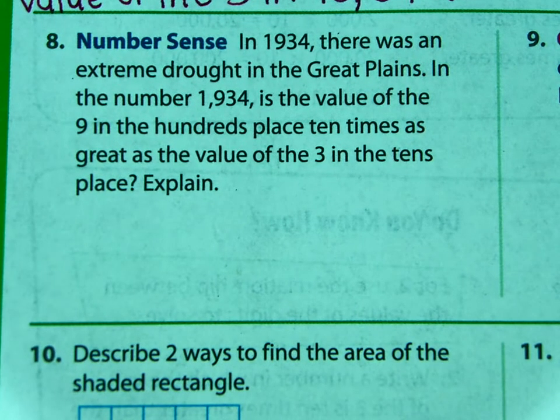In 1934, there was an extreme drought in the Great Plains, meaning there was no rain and no water.